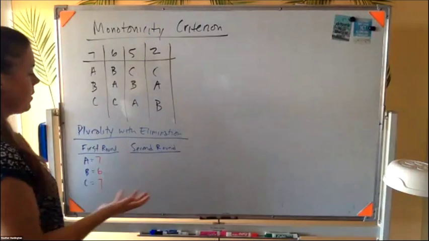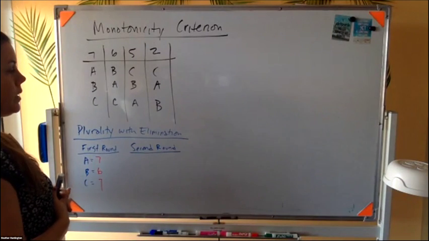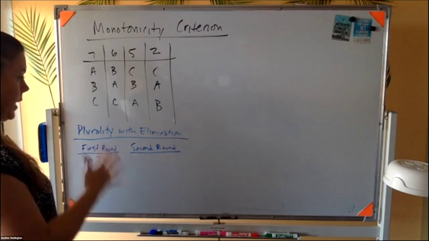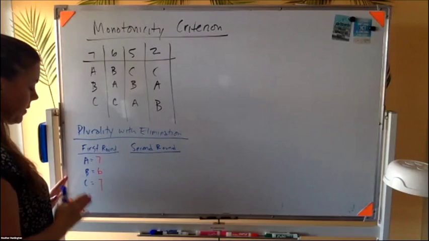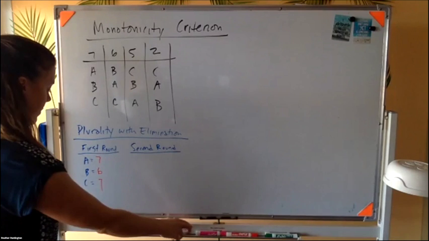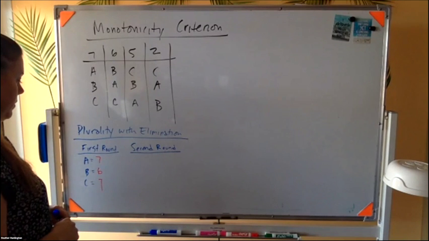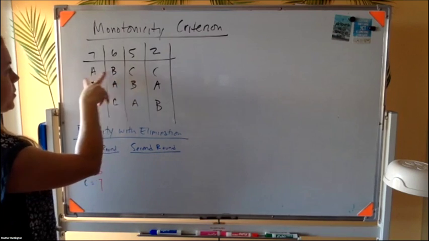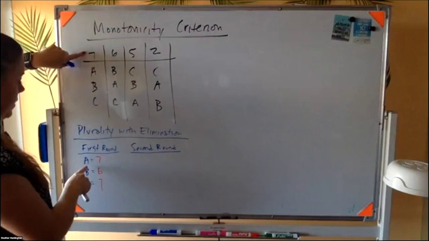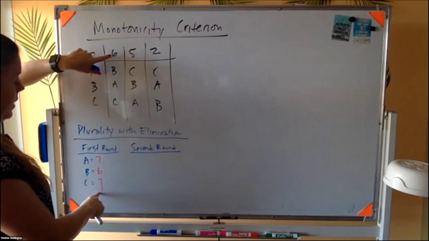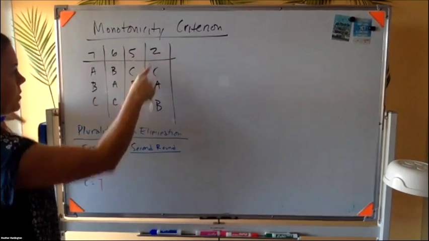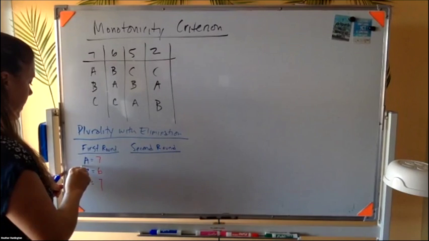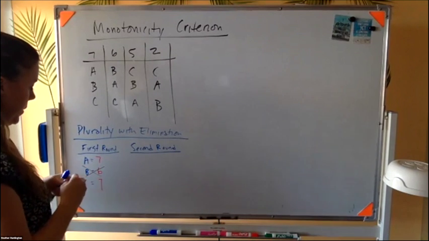All right, so with plurality with elimination, we eliminate the least favorable candidate. So in the first round, who is the least favorable candidate? Well, where are these numbers coming from? These are the first place votes, right? So A has 7, B has 6, and C has 5 plus 2, which is 7. It's B because B has the least amount. So B gets eliminated.